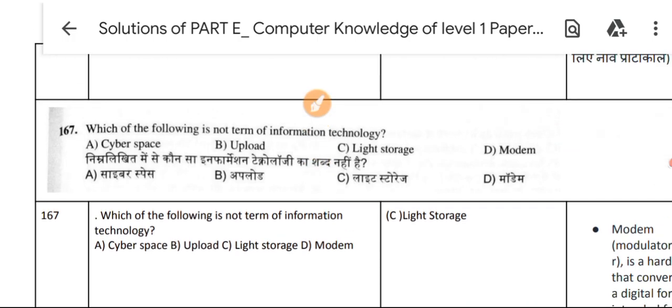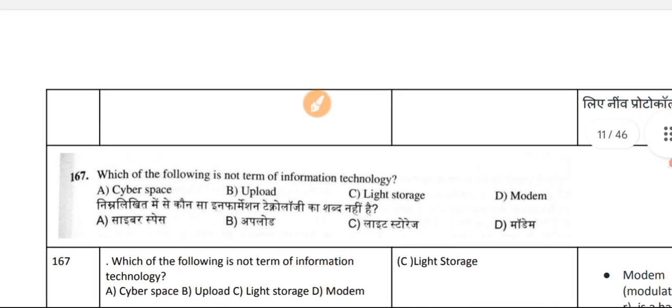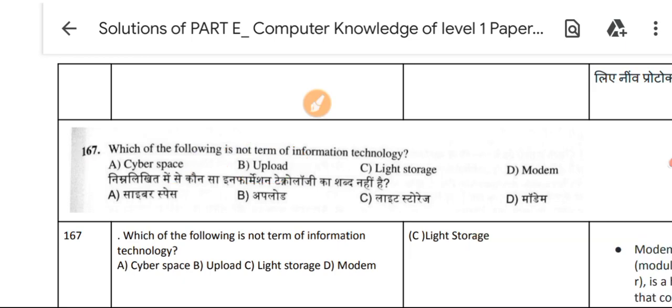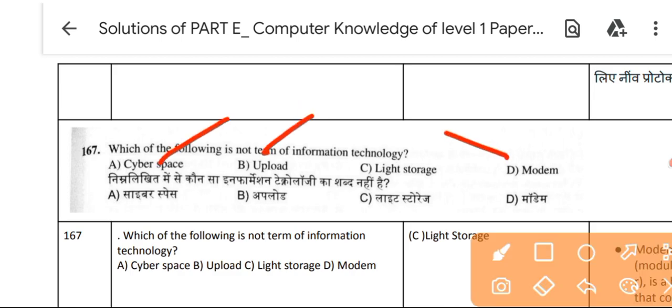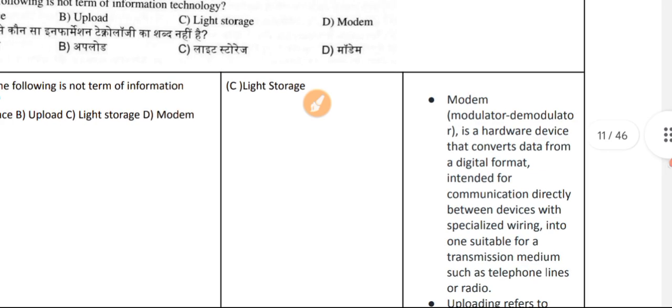If you have completed your information technology course, you will eliminate the wrong option. Modem is very important for internet connectivity. Upload is a term where a file is uploaded to the cloud. Cyberspace is also a cyber security space term. That means all three terms are important to information technology. The answer is light storage. But here the explanation is available.